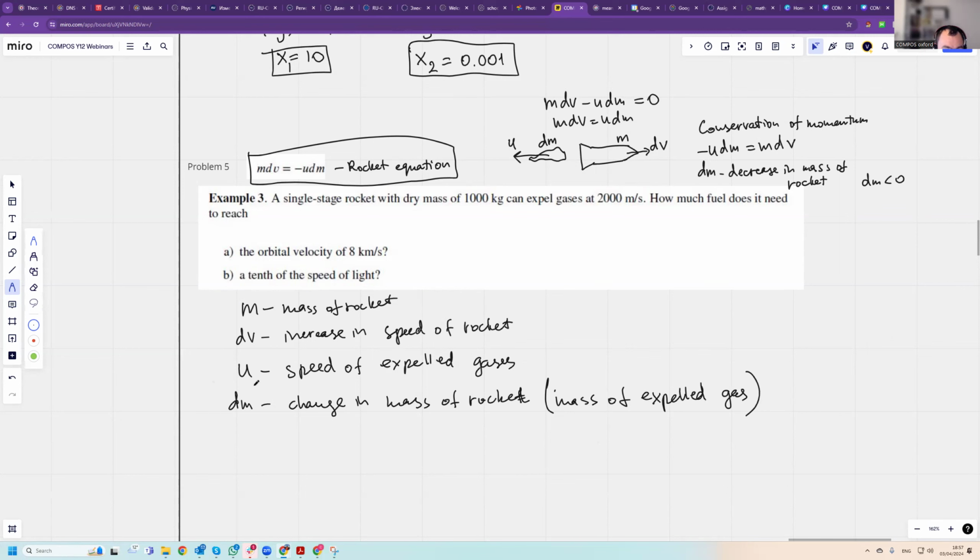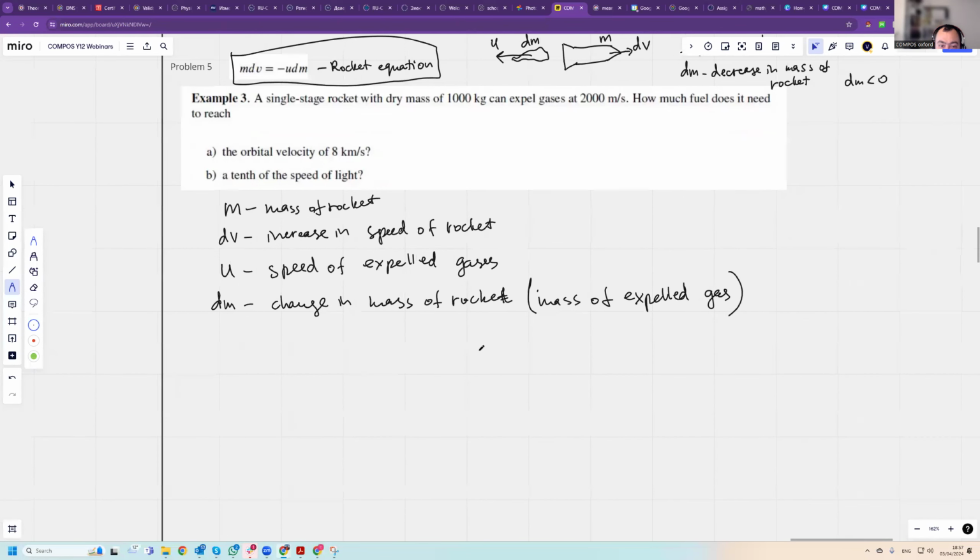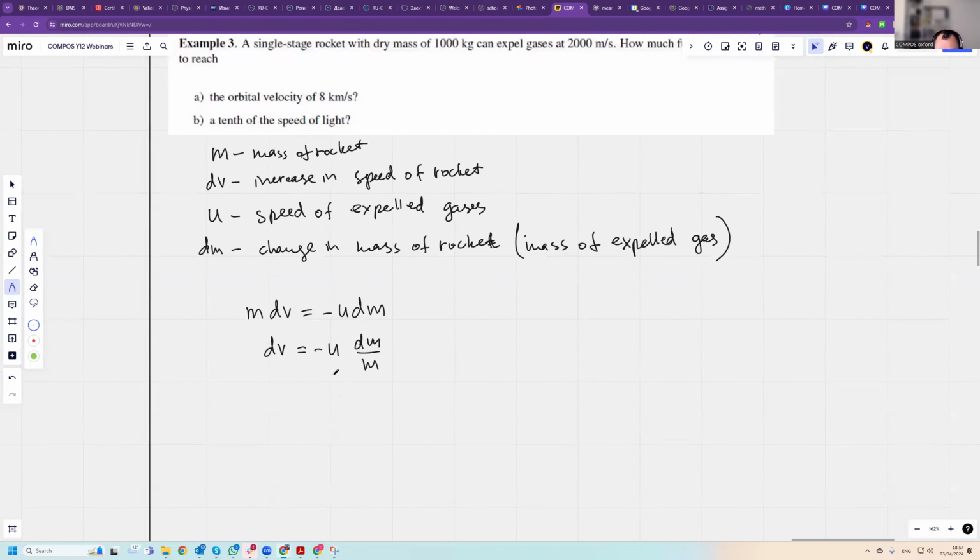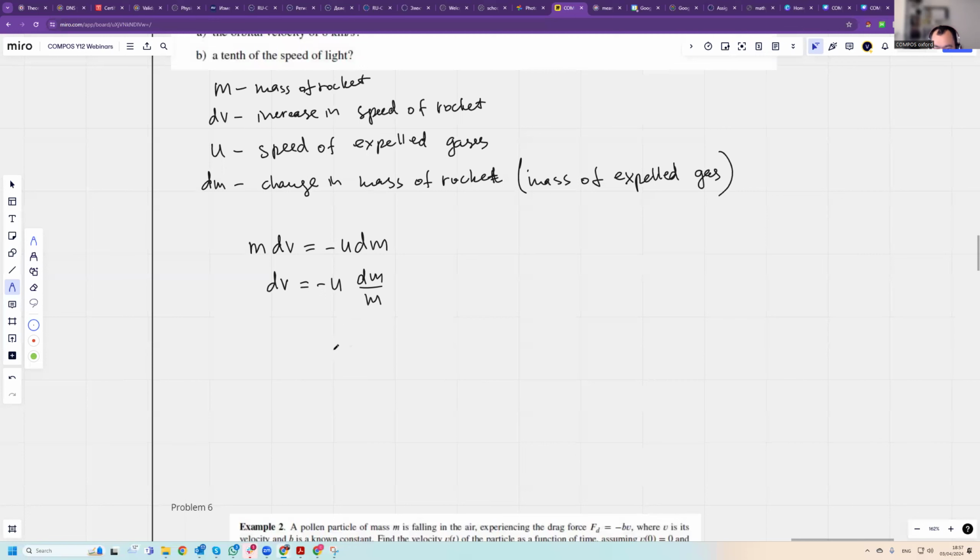Okay. Now, from the conservation of momentum, we obtain this equation. Let's write it down and solve it. m dv equals minus u dm. u is a constant. m is not a constant, so we take m over here. So dv equals minus u dm over m. And now we integrate both sides.